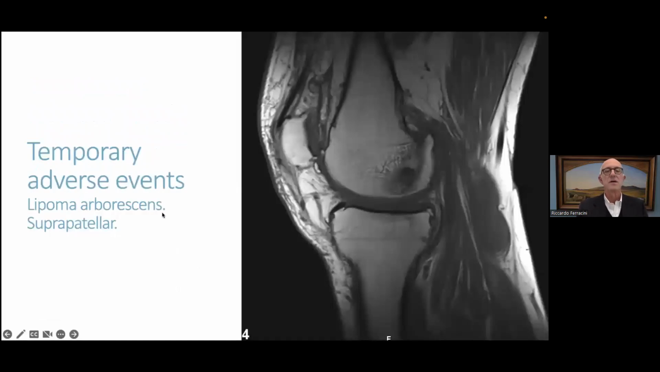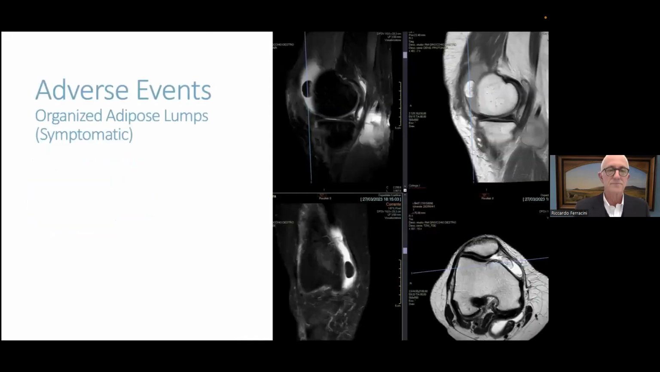Temporary adverse events, lipoma arborescens. Another thing that didn't give any symptoms. The patient had a slight swollen area over the patella, so I wanted to figure out what it was, and he had this kind of lipoma. I think it is due to Lipogems, I don't know. We followed him. The arborescent lipoma, crazy as it sounds, disappeared.